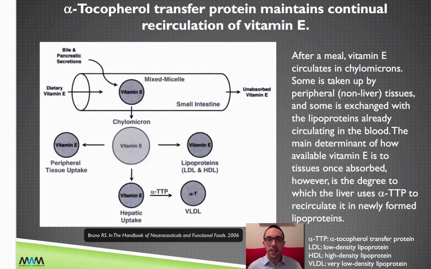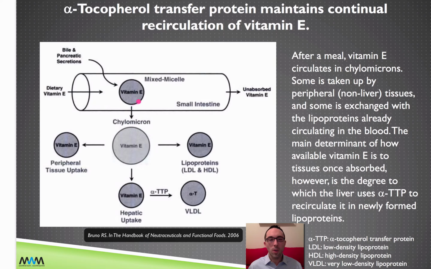If we look at how vitamin E is digested, absorbed, and transported, it has some implications for our diet. Let's take absorption first. If this cylinder is the small intestine, we eat vitamin E, and it's incorporated with bile acids and pancreatic enzymes into what we call the mixed micelle. That then is absorbed into the intestinal cell and repackaged.